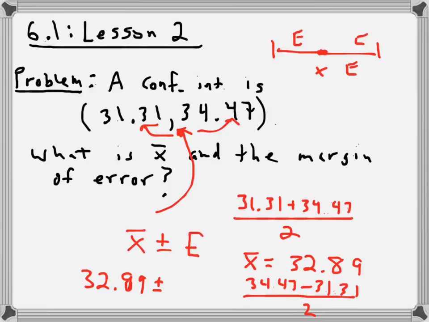So again, I subtract the initial point from the end point, so 34.47 minus 31.31, that gives me 3.16, and then I divide that in half. So this is my margin of error now. So I can even rewrite this confidence interval in this way. It's going to be the mean, 32.89 plus or minus 1.58.